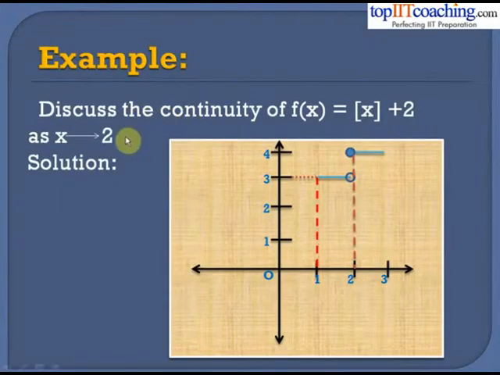So in such a case, we say that the limit does not exist, and so the function is discontinuous. So let's try to see an example. Discuss the continuity of f of x equal to the greatest integer function of x plus 2 as x approaches 2. Now the given function is f of x equal to the greatest integer function of x plus 2.